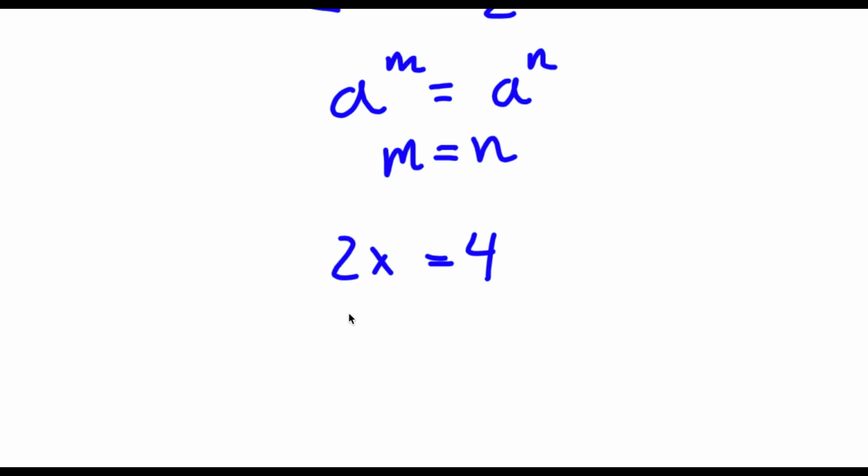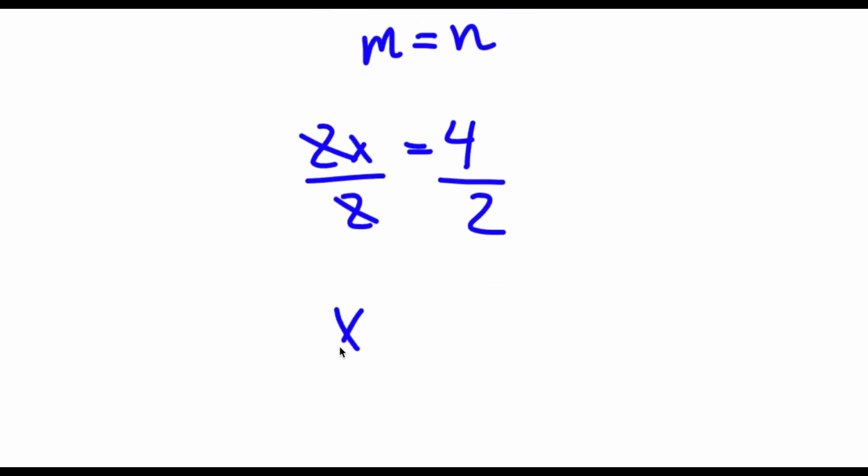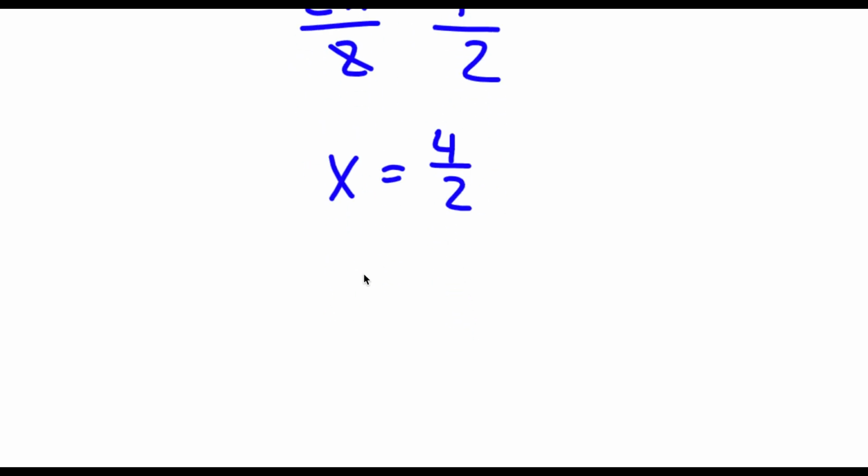So now I have a simple equation. All I have to do to solve it is divide both sides by 2. So then these two cancel out, left with x is equal to 4 over 2. Well, 4 divided by 2 is simply equal to 2, so I'm left with x is equal to 2.